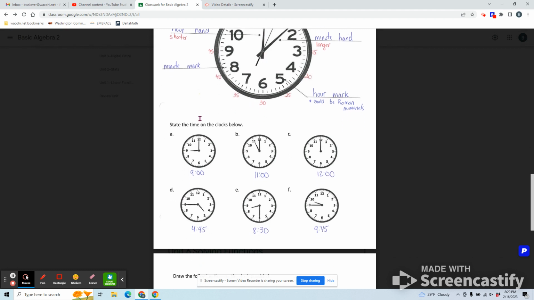So the first part, I'm asking you to state the time on the clocks. So I have 2 hands. This one is shorter and this one is longer. So this is the hour hand. It's pointing to the 9, and this is pointing to the 12. It doesn't mean it's 9:12.